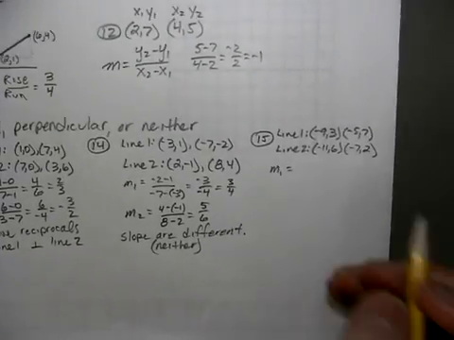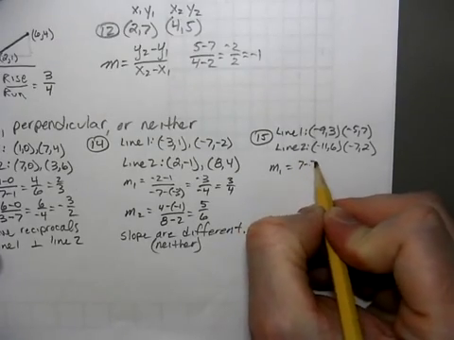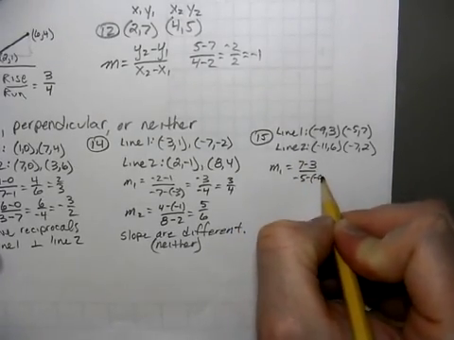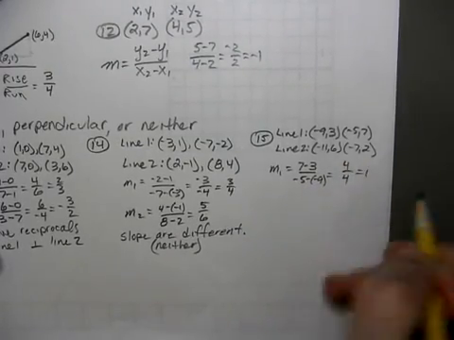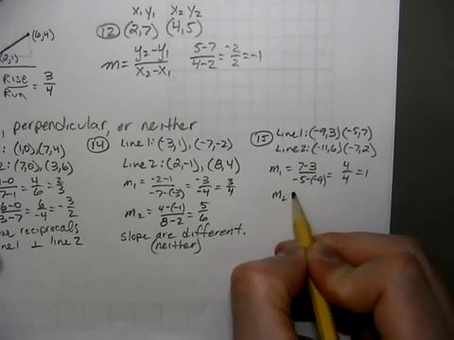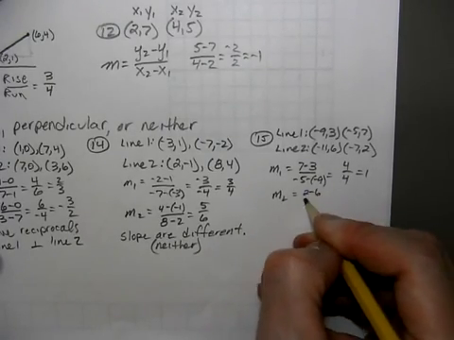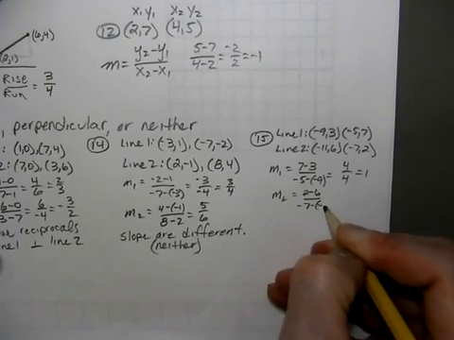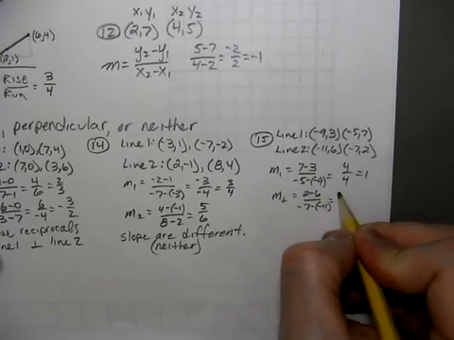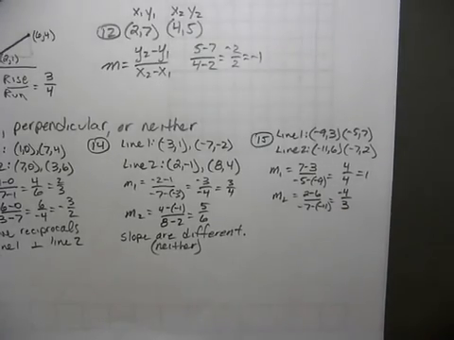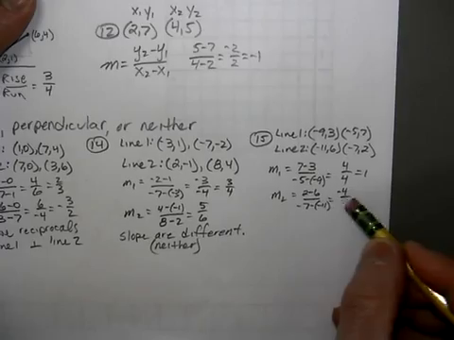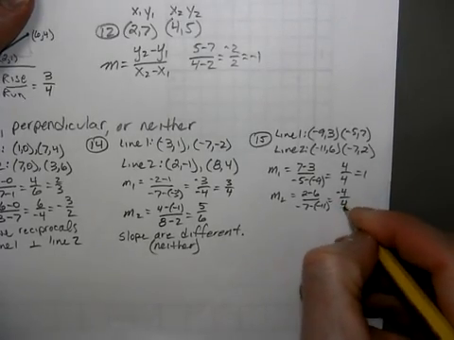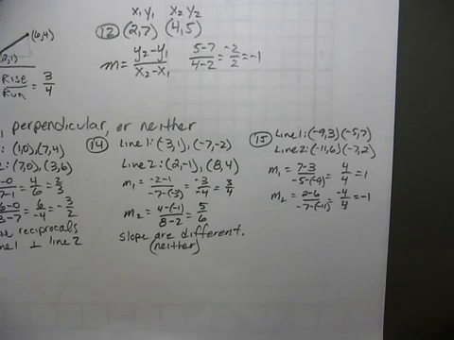For number 15, we're looking at line 1. That would be 7 minus 3 over -5 minus -9. That's 4 over 4, which is a slope of 1. Slope number 2 is going to be 2 minus 6 over -7 minus -11. That's going to be -4 over +3. So here, these look like neither also. Actually, if you look here, this comes out to be 4, which gives you a slope of -1.